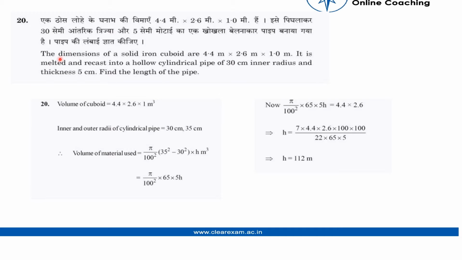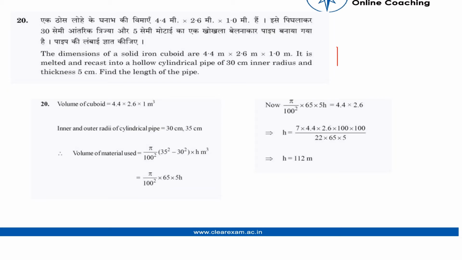Good morning. Our next question is: the dimensions of a solid iron cube are 4.4 meter, 2.6 meter, and 1.0 meter. It is melted and recast into a hollow cylindrical pipe of 30 centimeter inner radius and thickness 5 centimeter. Find the length of the pipe.